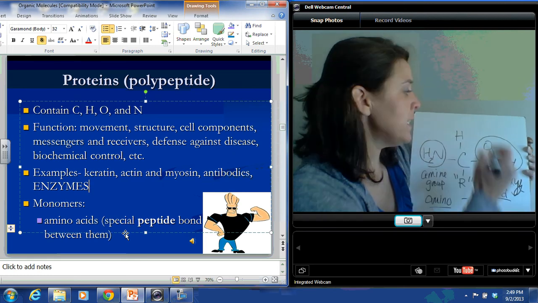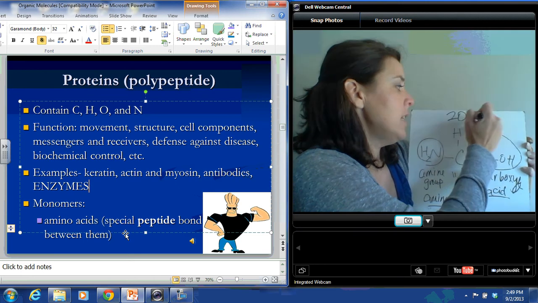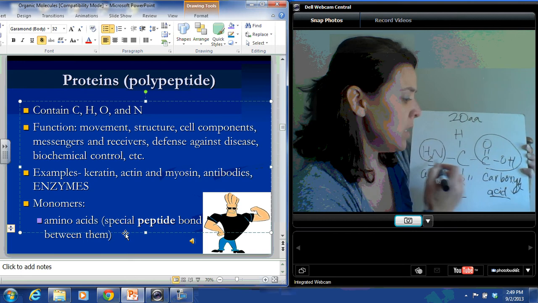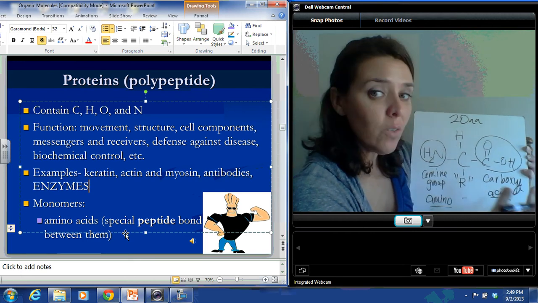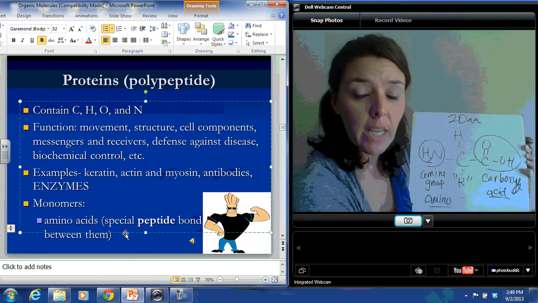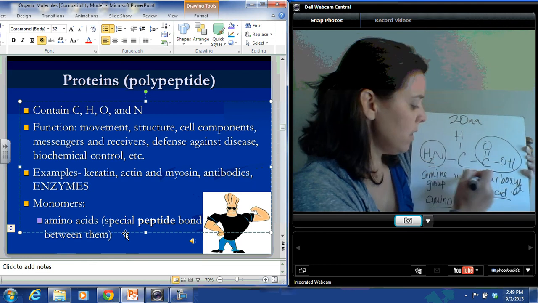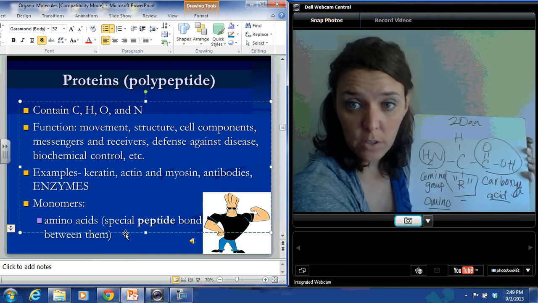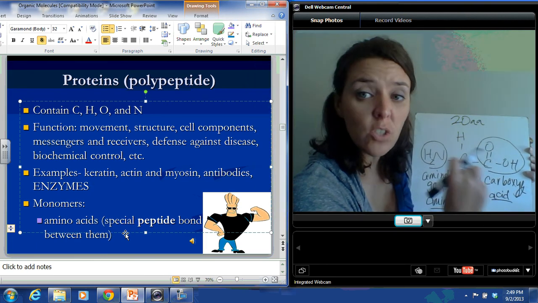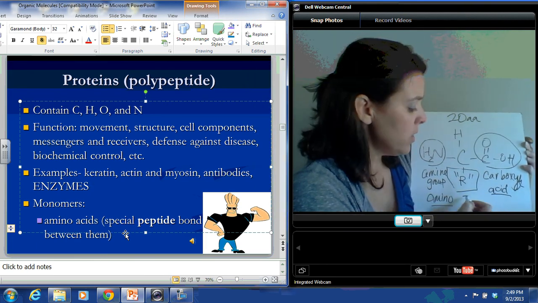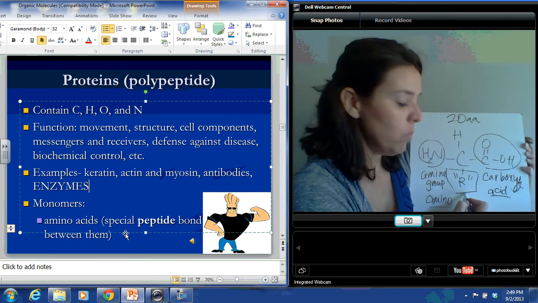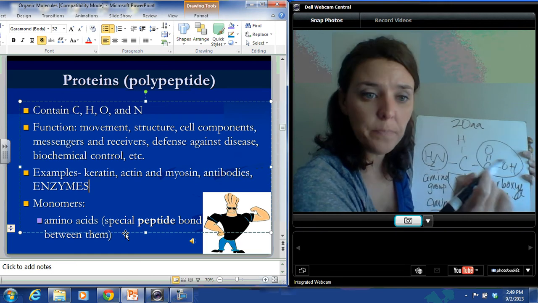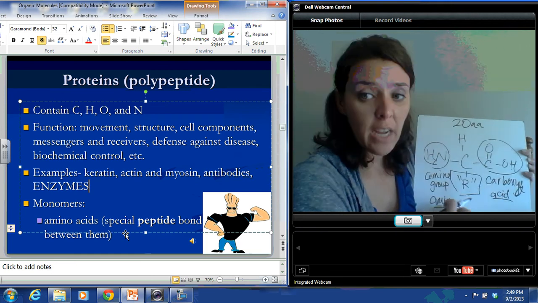Well, there are 20 different amino acids. Okay, so if every single amino acid has the amine group and the carboxyl group, the only way we can tell the 20 different amino acids apart is by this R group. So that means there are 20 different R groups, which are different based on what we put here. So this is kind of like a variable in math. It can change, but these two do not change.